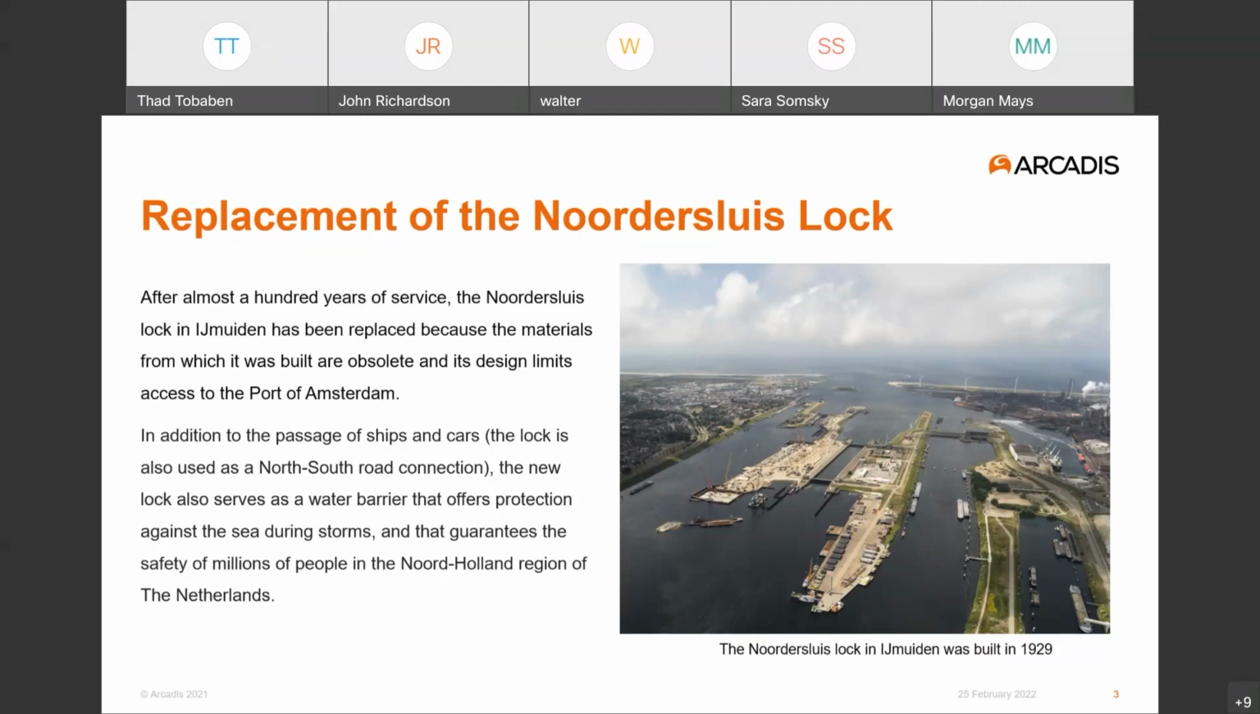So with that as background, a new lock was envisioned to be built adjacent to the Old North Lock. And what we see in the photograph is an aerial view of, we'll call it the lock complex. And kind of in the center of the figure is the old lock at Ijmuiden. And the new one was built adjacent to it, which visually would be to the left of the lock in the center of the frame. And currently, both the old and the new lock are in service with the intention of closing the old lock down at some point.